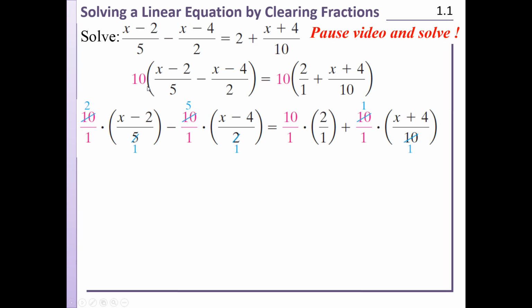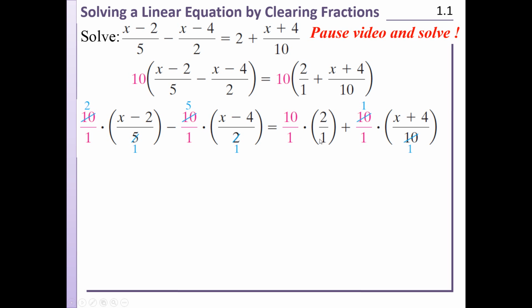So on the left-hand side, 10 times this first expression is here, 10 times the second expression is here, and on the right-hand side, 10 times 2 over 1, that's here, and then 10 times this expression is here. And since 10 is a multiple of all the denominators, we'll be able to reduce the fractions. So that cancellation is shown. 10 over 5 is 2, 10 over 2 is 5.